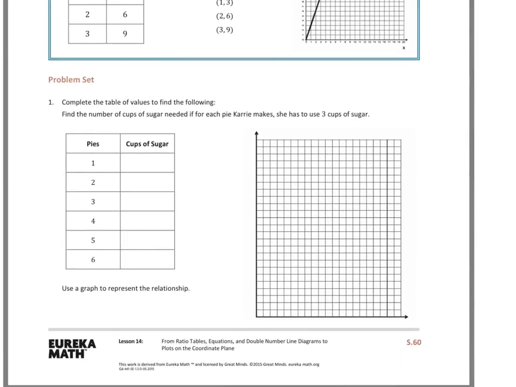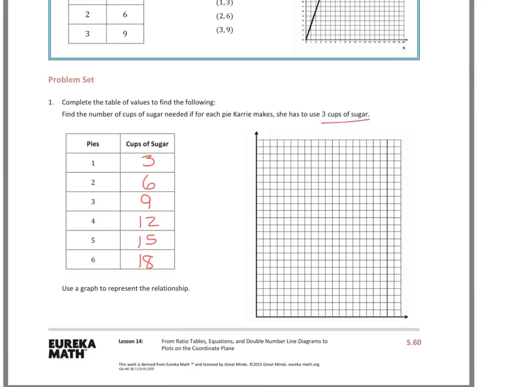So for one, it says complete the table of values to find the following. Find the number of cups of sugar needed if for each pie Carrie makes, she has to use 3 cups of sugar. So for 1 pie, she needs 3 cups. For 2 pies, she'll need 6. 3, she'll need 9. So as I go up by 1 in the pies, I go up by 3 in the cups of sugar. So I'm really just counting by 3s here.